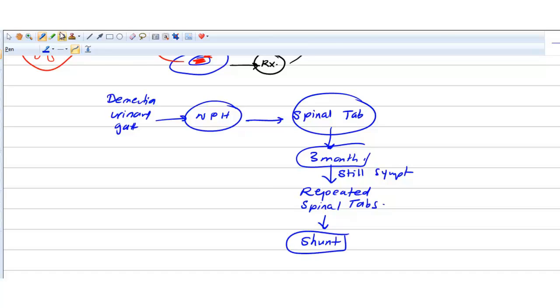Right. So now, no, not cortisone. Now there is an indication for a shunt, which is basically a ventriculoperitoneal shunt. I don't think the location is important, but ventriculoperitoneal is the most common.